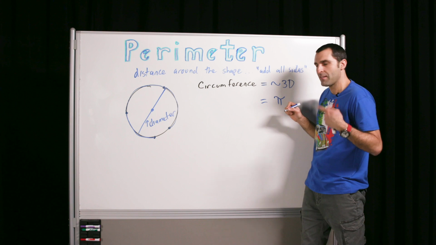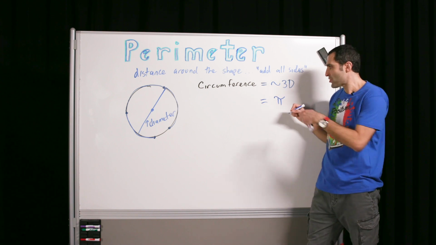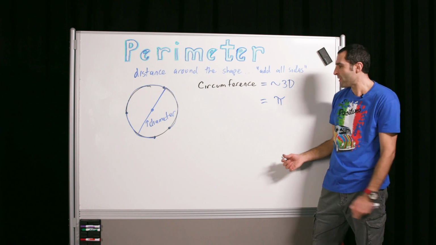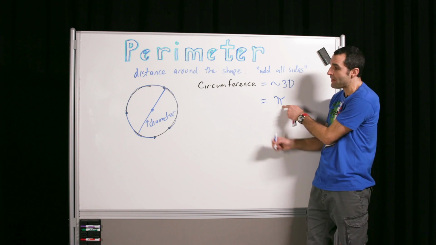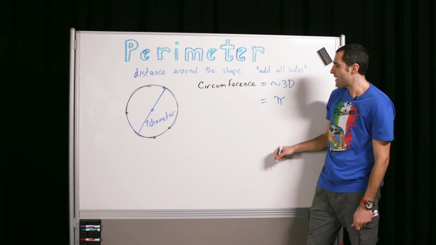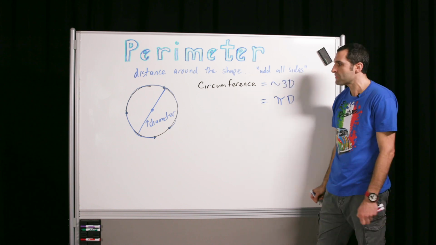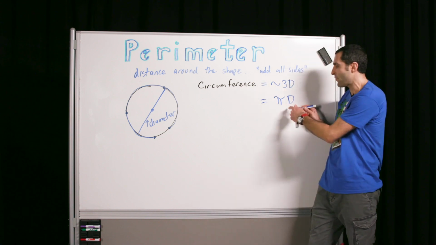3.1415, on and on and on. That irrational number, that crazy number that goes on without ever stopping, is the number of times that the diameter fits around the circle. So pi times diameter is the length of the entire circle, the circumference. So that's why this formula exists.